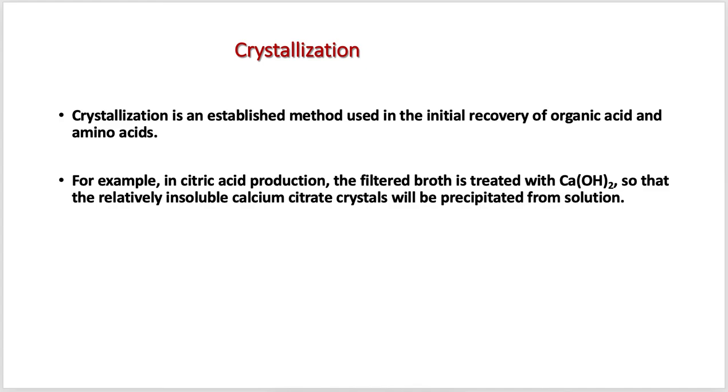Then crystallization. Sometimes crystals of the product are formed, like for example different organic acids or amino acids. They are purified in crystal form. For example, in citric acid production, the filtered broth is treated with calcium hydroxide so that the relatively insoluble calcium citrate crystals will be precipitated from the solution. So our product is now in crystal form, and you can easily separate it from the solution.